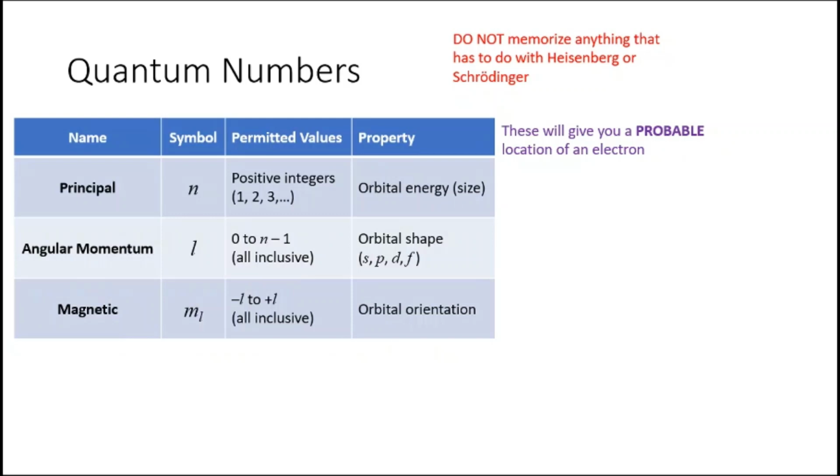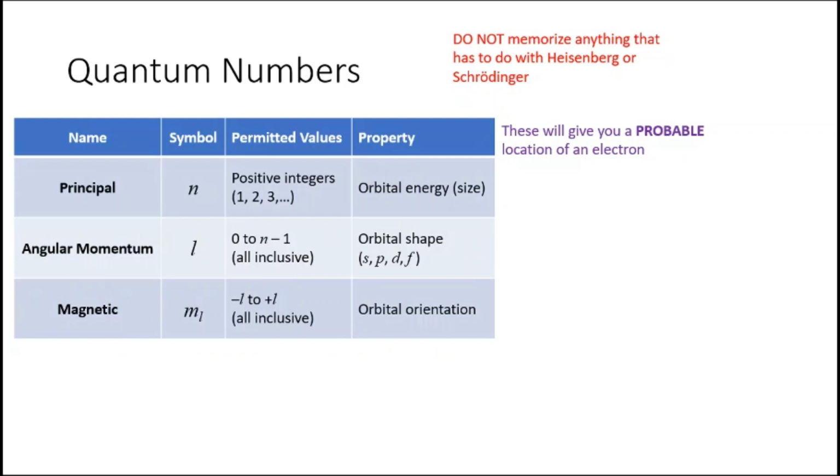The last quantum number we're going to talk about right now is called the magnetic quantum number, represented by the symbol m sub L. That m sub L also has restrictions, dictated by whatever values you have for L. Your m sub L can equal negative L all the way up to positive L. Again, this is all-inclusive, meaning all of these values must be included. The magnetic quantum number talks about the orbital's orientation.